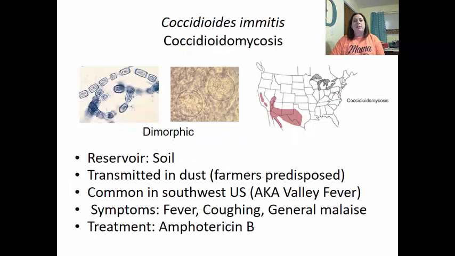Coccidioides immitis is going to cause coccidioidomycosis. Again, this is a dimorphic fungus. The soil is going to be the reservoir. It is transmitted in dust, so farmers are more predisposed to it due to being exposed to that dust being kicked up. It's common in the southwest, and it's also known as valley fever. The symptoms include things like fever, coughing, and general malaise. Again, treatment is going to be amphotericin B.